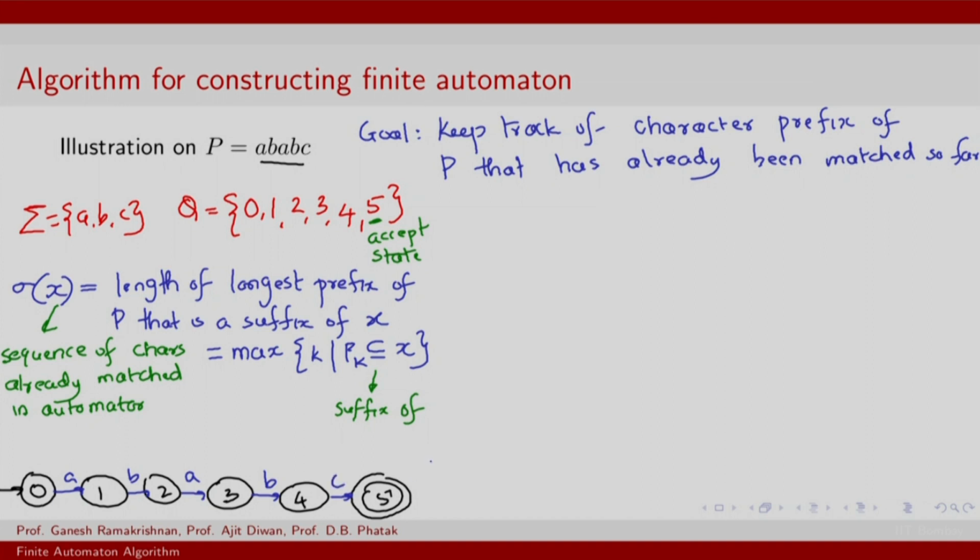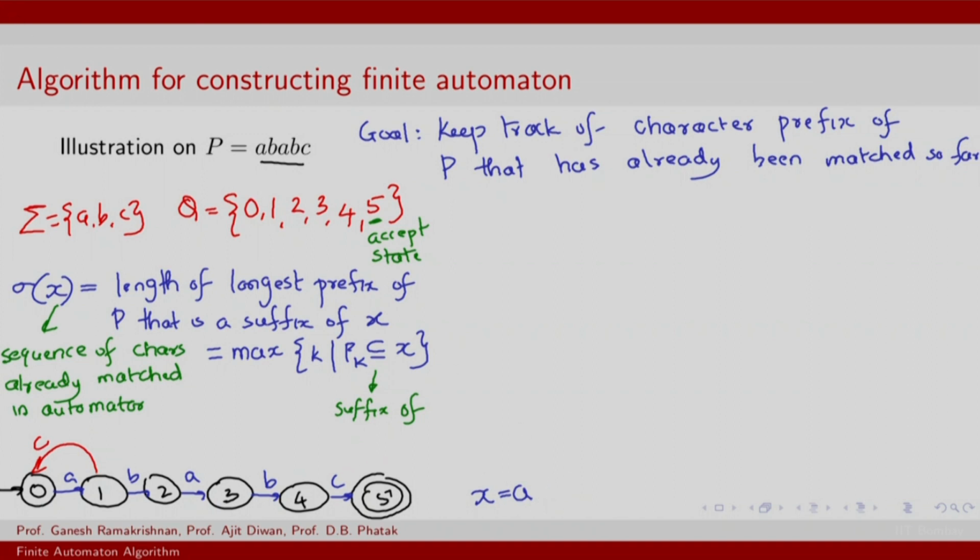This is routine. So, suppose I have so far seen the string A. Next, when I see a B, I know that I am going to move to state 2. How about C? So, when x is AC, I am going to ask this question, what is the length of the longest prefix of P that is a suffix of x. So, when I say suffix of x, it must include the last character C, and unfortunately that is not possible, you have to move back to 0. So, when I see a C, I am going to move back to 0.